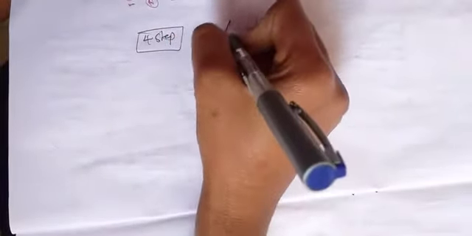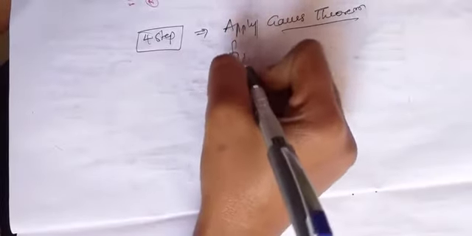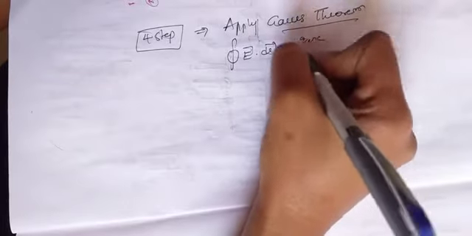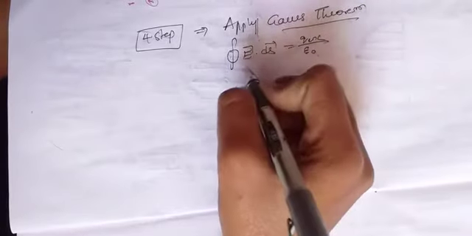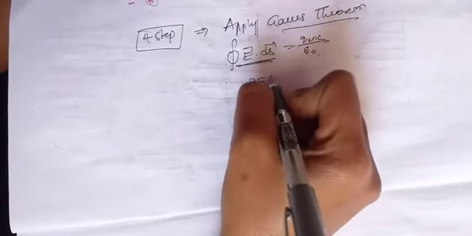Now the fourth step is to apply Gauss theorem. So what is Gauss theorem? The total integration of E dot dS is equal to Q enclosed by epsilon naught. So E dot dS is equal to, in the second step, we are having 2EA.